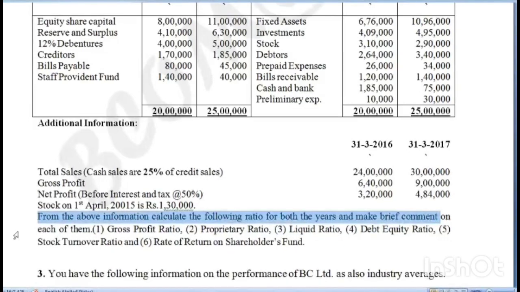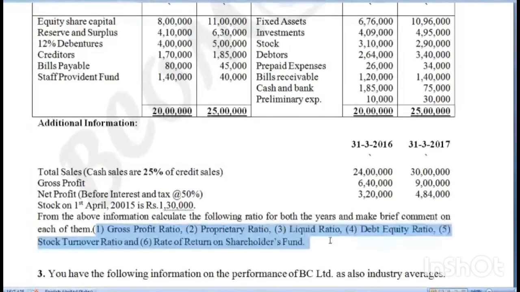Which ratios are we required to calculate? That is gross profit ratio, proprietary ratio, liquid ratio, debt equity ratio, stock turnover ratio, and rate of return on shareholders' fund. These are the ratios we are required to calculate. But before we go for the calculation of these ratios, we need to make some calculations, some working notes. And after that working note, we will go for the calculation of the ratios.